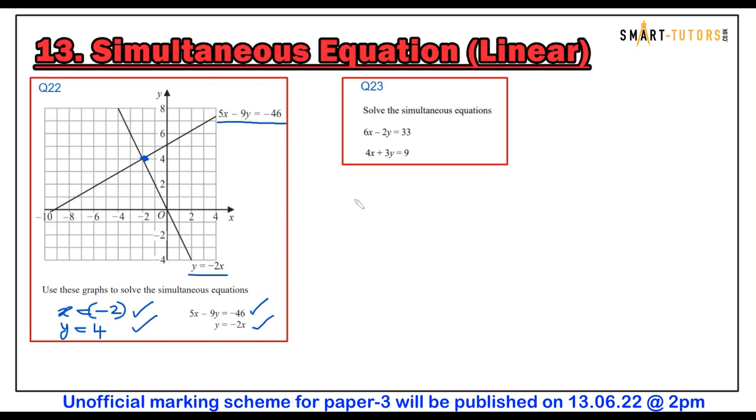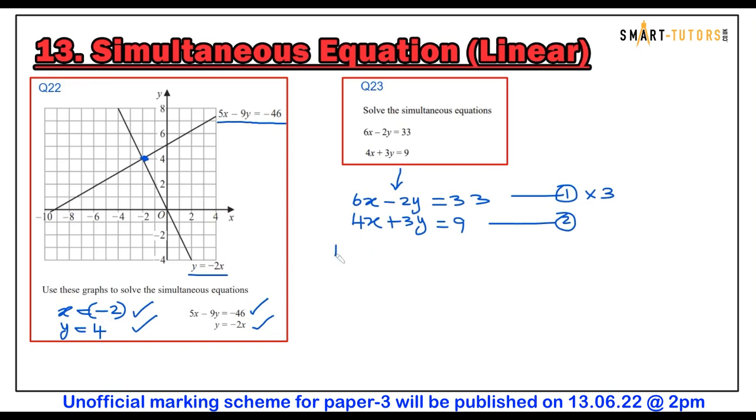Question number 23, 6x minus 2y equal 33. And this is our first equation. And 4x plus 3y equal 9. So this is my second equation. So we need to make the 2 and 3 same. So we are going to multiply by 3. So this is going to be 18x minus 6y equal 99. And if you times this by 2 it is 8x plus 6y equal 18, right?